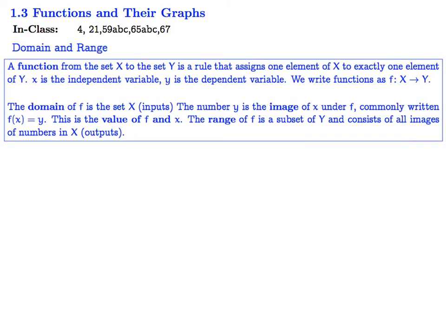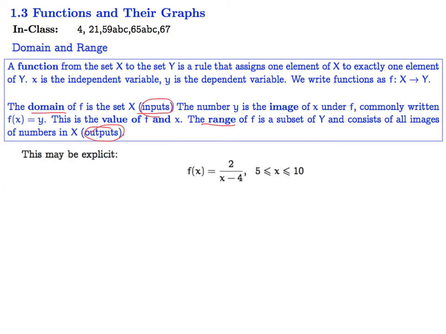So now we're on to our next big vocab word, the domain and range. The domain of a function is going to be the set x, the set of all inputs, whereas y is the image of x under f, commonly written f of x equals y. This is also called the value of f at x. The range of f is the subset of y and consists of all of our outputs. So the key here is to see that the domain is all of your inputs, and the range is all of your possible outputs. So let's look at an example of this.